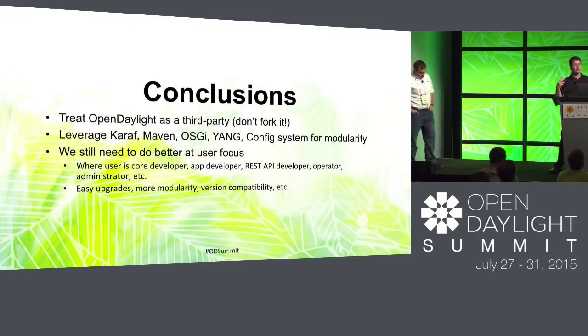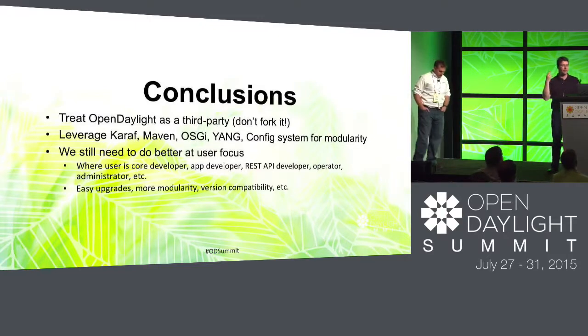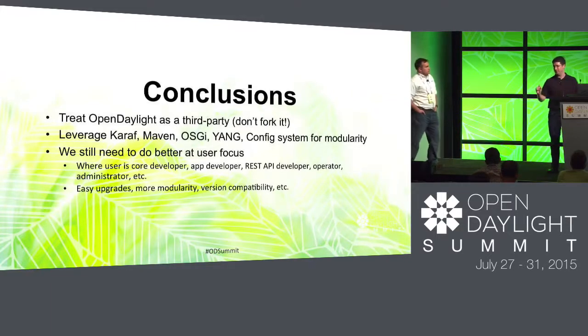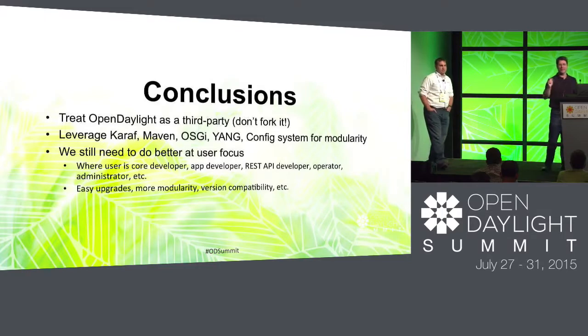And this is where a user is a core developer, an app developer, a REST API developer, operators, administrators, whatever. And good examples of what happens when you start thinking about this are easy upgrades, modularity, version compatibility, and understanding these things which drop out of thinking about a user running it as opposed to a developer writing code. And I think that leaves 15 minutes for questions, and we're happy to take them.